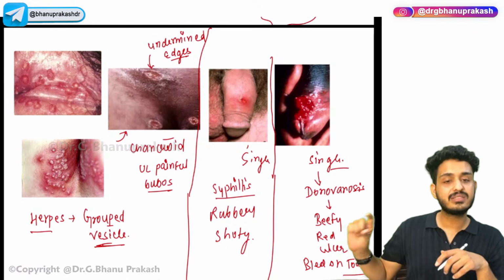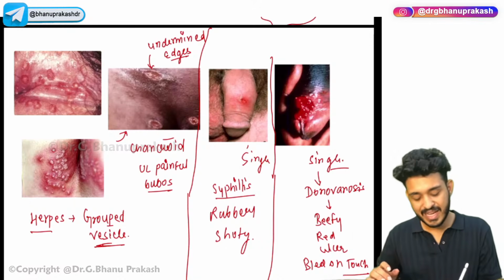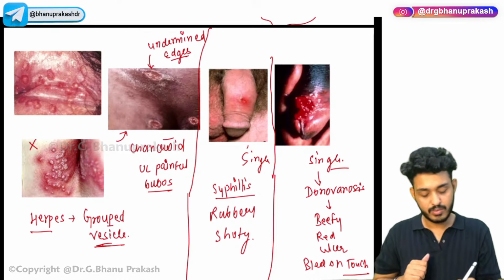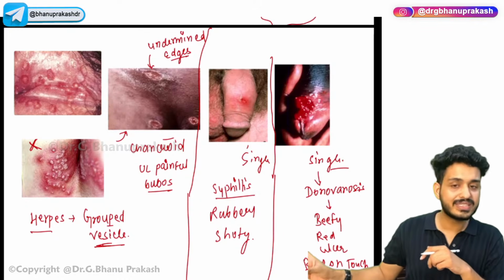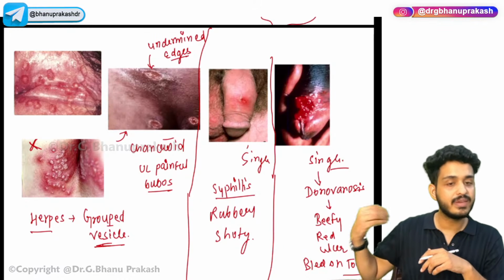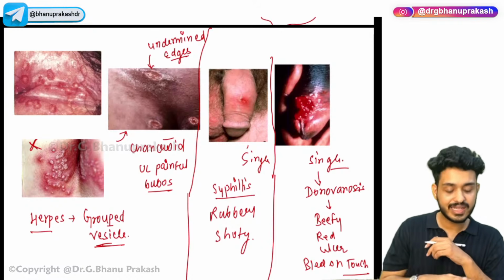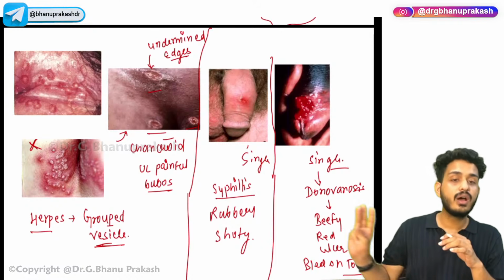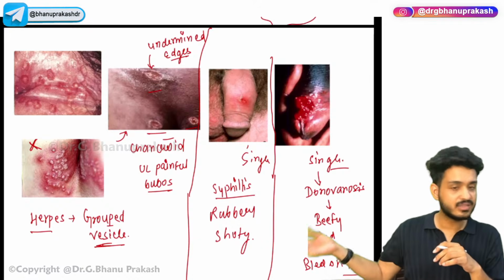I will be looking at the ulcer. First of all, I will be excluding this. I will be asking whether you are having pain in the ulcer or not. So what I will see, is there any grouped vesicle? If there is no grouped vesicle, I will remove the herpes. Second thing, all three ulcers will be left. If they are multiple ulcers, I will be looking for chancroid. If they are multiple, then my answer would be chancroid.